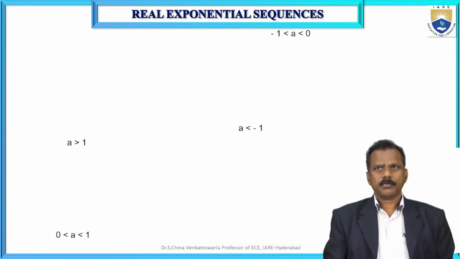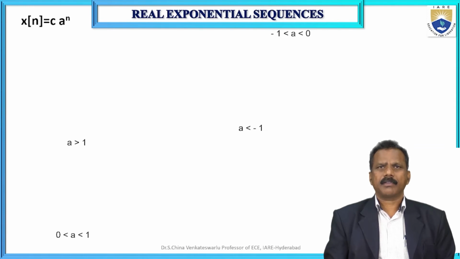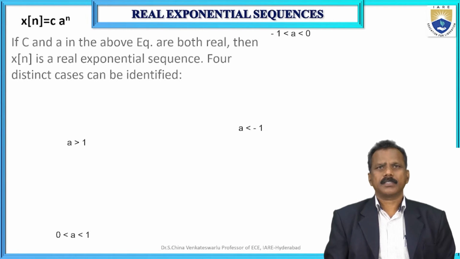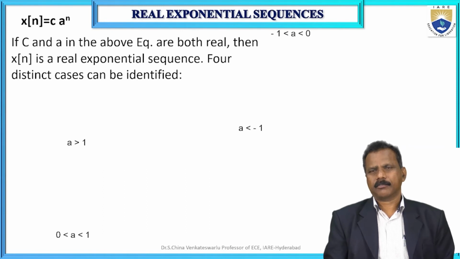Now the real exponential sequences. Using the different cases or notation here, we have to consider the real exponential sequence x of n is equal to c into a power n. If c and a in the above equation, x of n is equal to c into a power n, are both real, then x of n is a real exponential sequence. Followed? Four distinct cases can be defined.